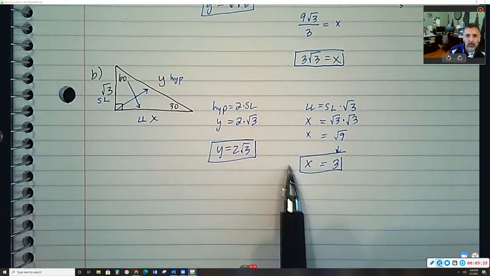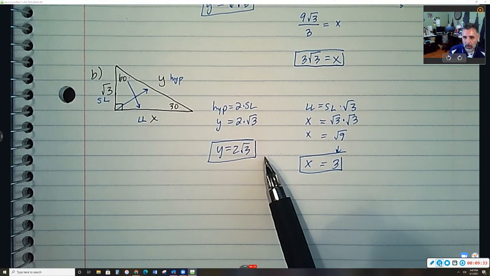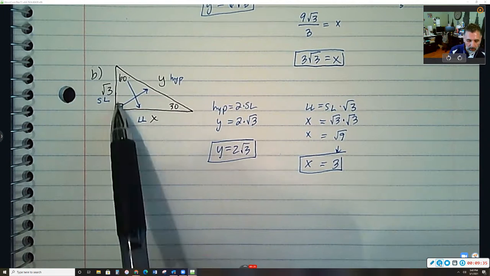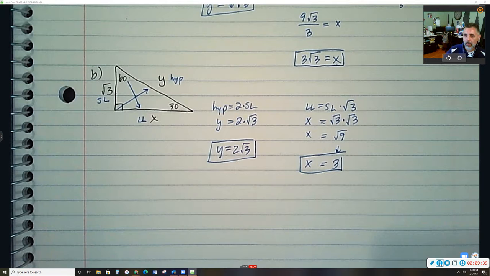Okay. So A was a little bit easier, but B was not too bad. As long as you identify the sides first and then plug them into the 2 equations, you should be okay. Next time we meet, we'll do some practice problems.